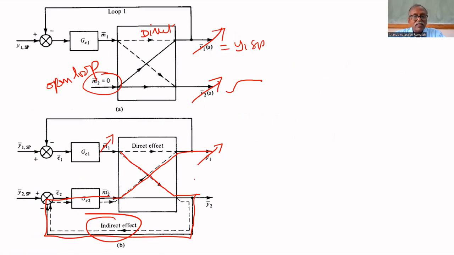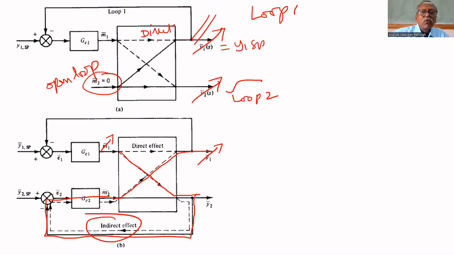Suppose I am keeping loop 2 open and checking the stability of loop 1. It is stable. Similarly, I am keeping loop 1 open and checking the stability of the second loop. That is stable. But if you operate both, there is no guarantee for stability of the system because the denominator is a function of all 4 transfer functions. There is no guarantee that all the poles are in the left-hand side of the S plane.